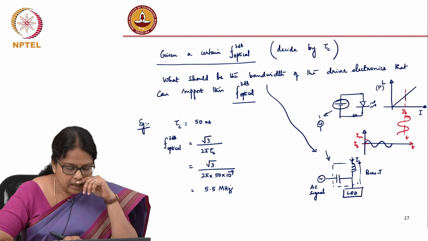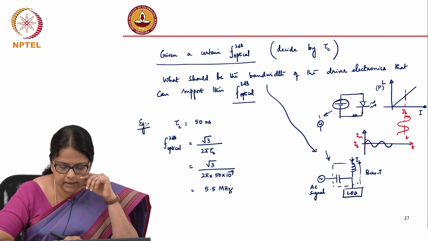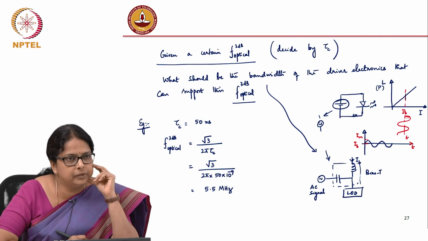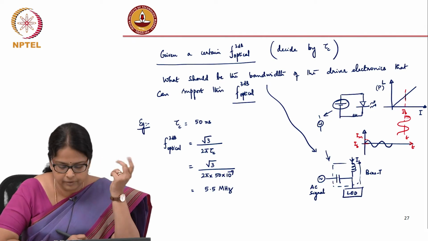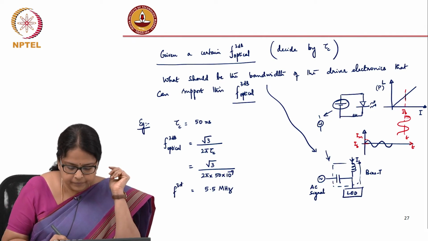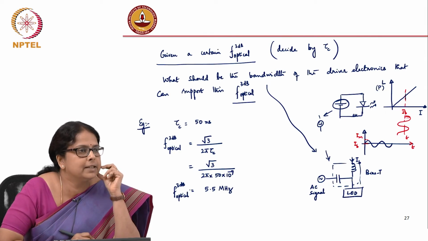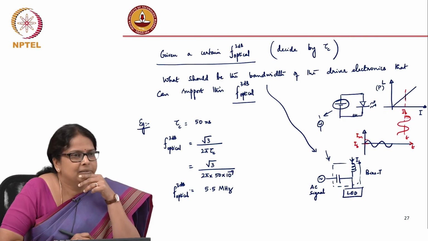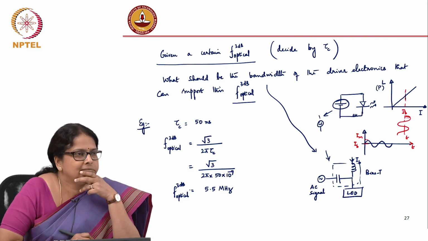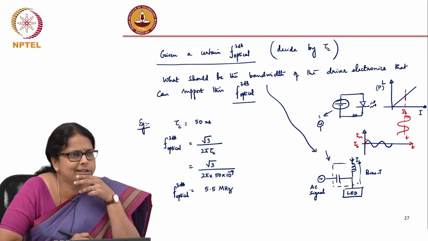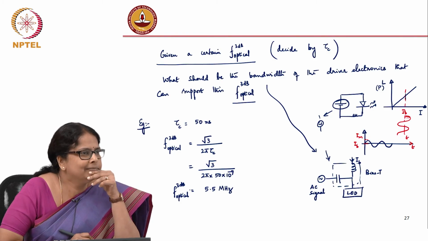Okay. But now the question is, what should be the bandwidth of the drive circuit? Should it be 5.5 megahertz? Should it be something smaller than 5.5 megahertz, or should it be larger than 5.5 megahertz? What does your intuition say? Should it be at least 5.5 megahertz? Is that what you feel?